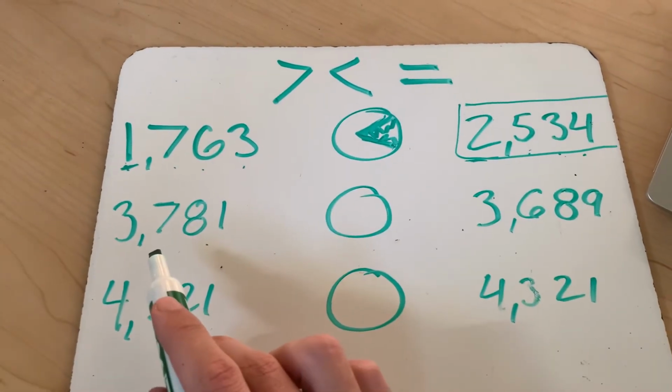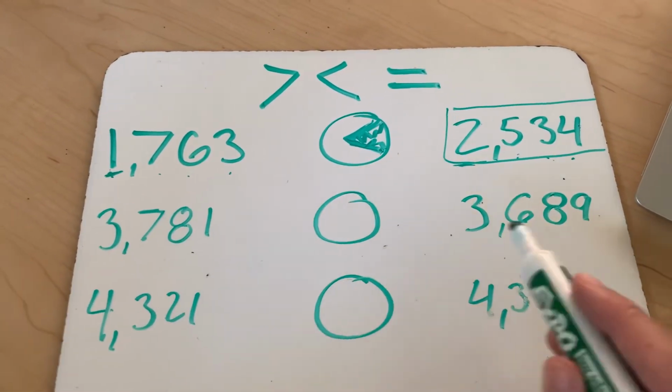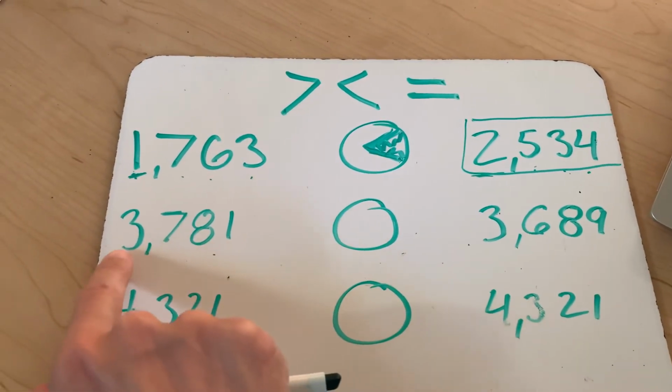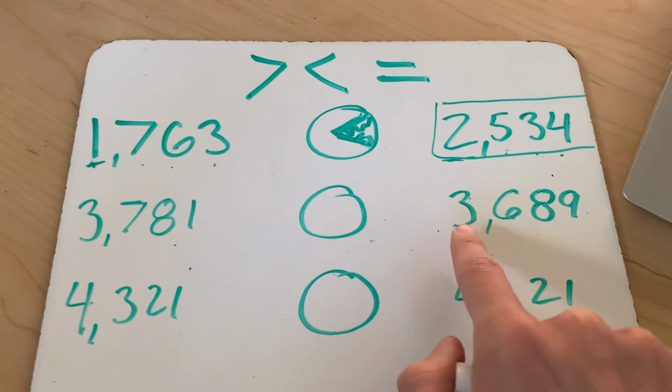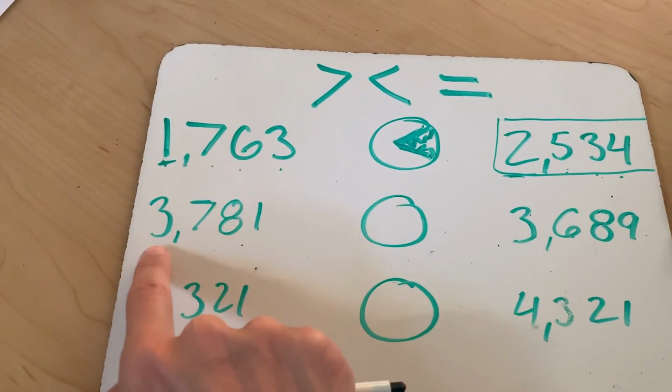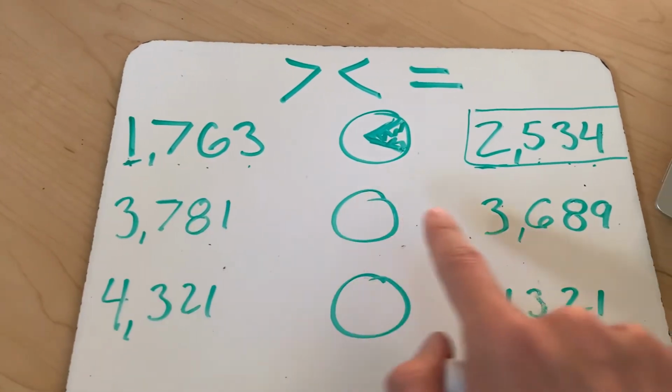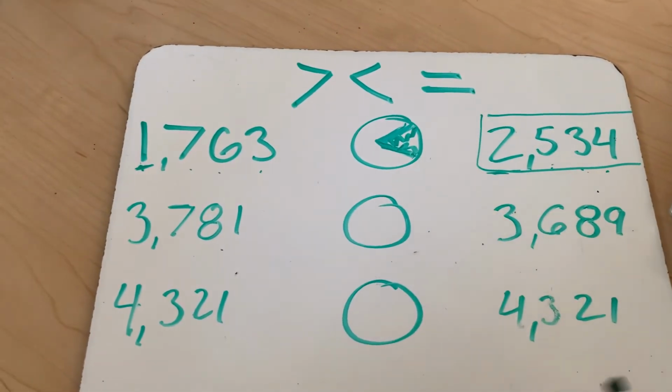Here we have 1,781 and 3,689. First thing we want to do is look at the largest place value. Again, it's the thousands place. When we look at it, we see there's a 3 in both thousands place. So for both numbers, there is a 3.